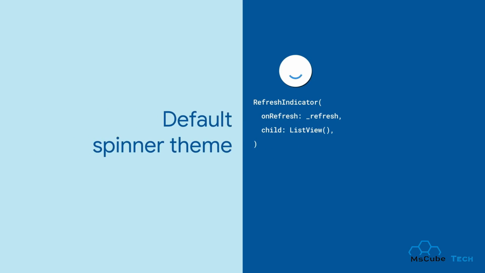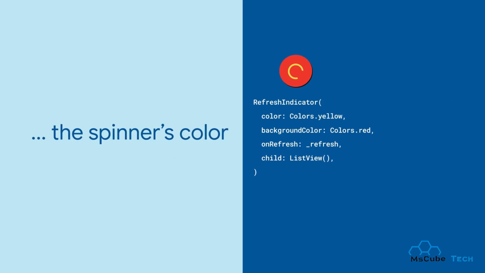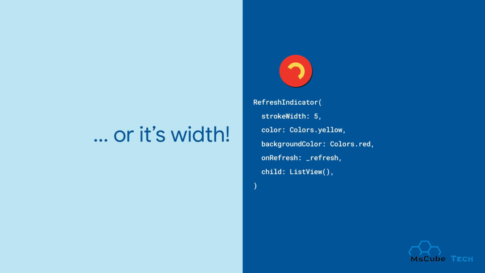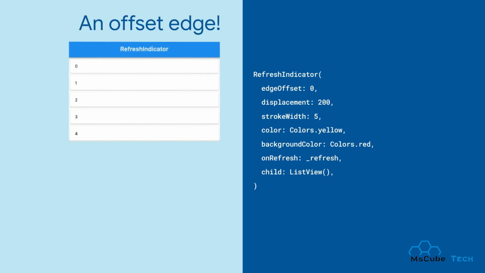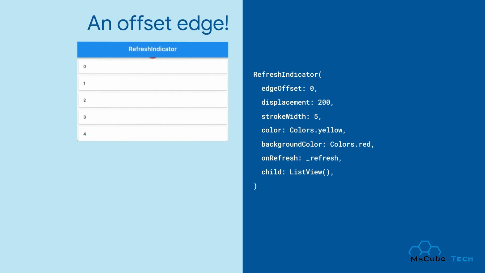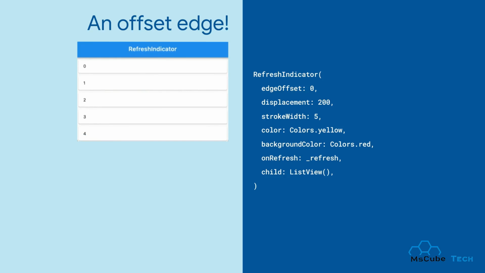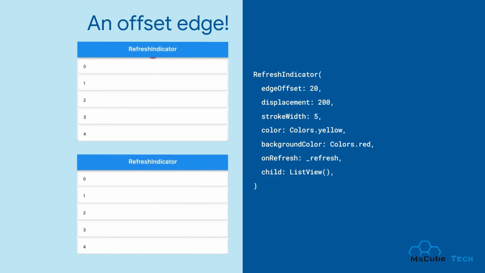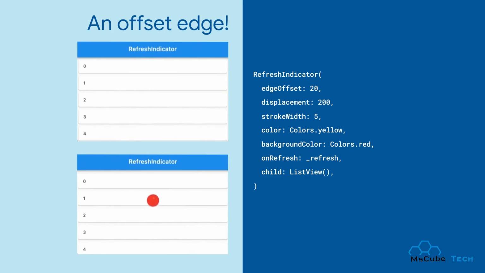Once you have the refresh indicator refreshing, you can customize how it looks, changing things like the background color, the color of the spinner, or its width. You can also change how and when the indicator appears. Displacement will affect how far from the edge of the list it appears. And you can override where it thinks the edge of the list is with edge offset. By default, it's set to 0, which starts the indicator at the actual edge of the list. Give a different value, and the indicator will start appearing that many pixels into the list.